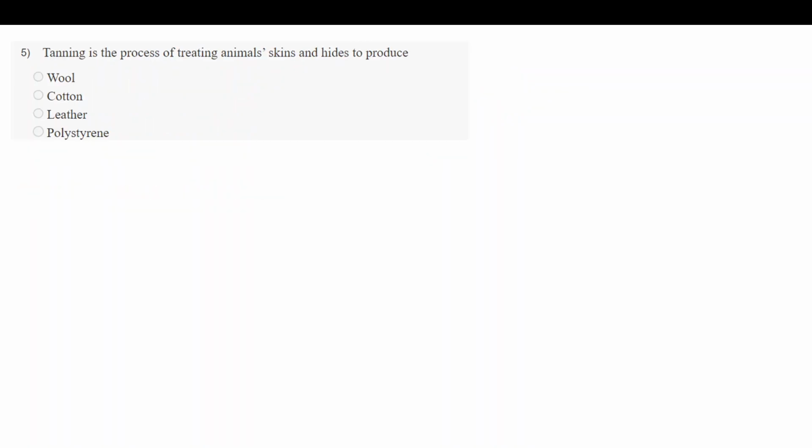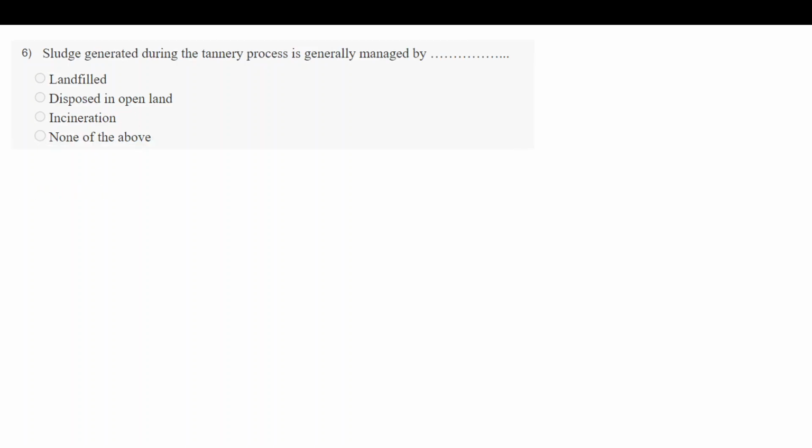Next question is, tanning is a process of treating animals' skins and hides to produce dash. It is a very simple question: to produce leather, right?